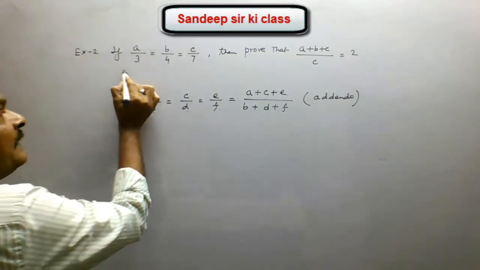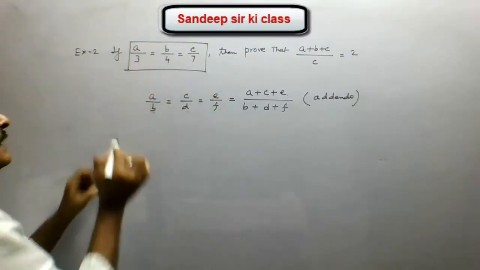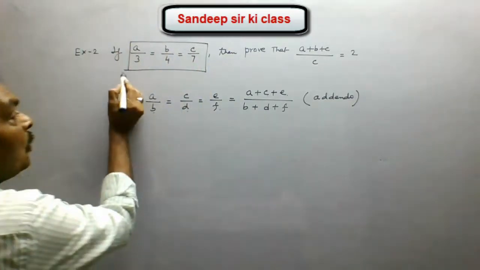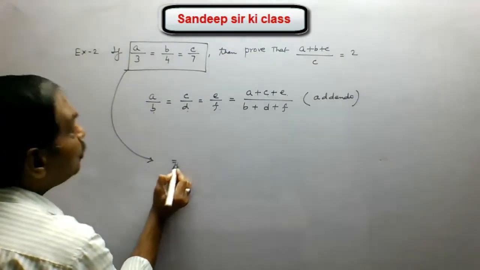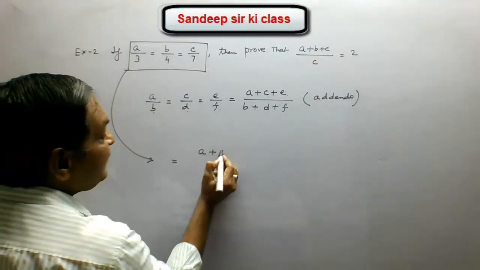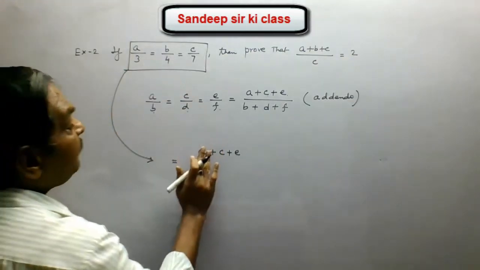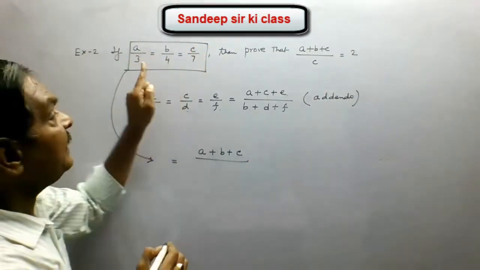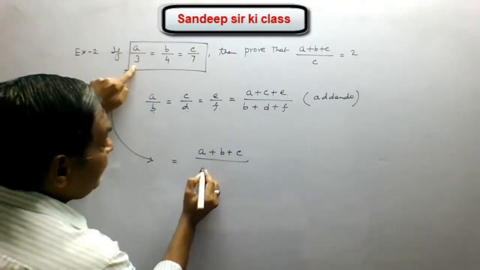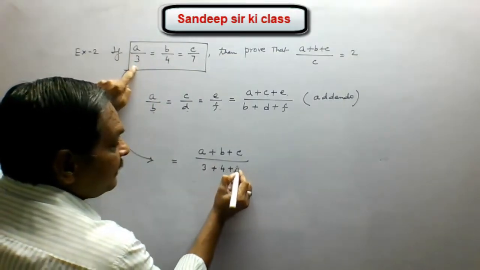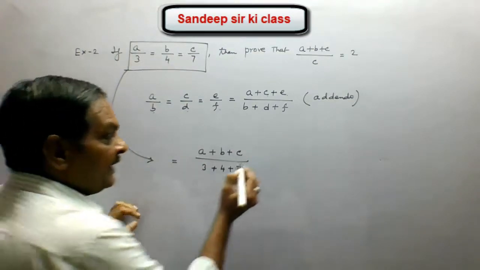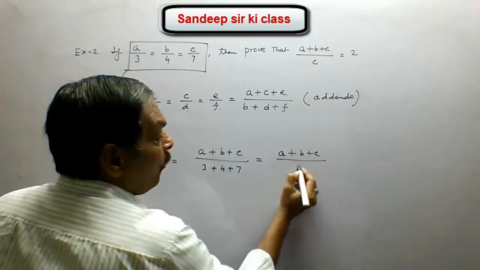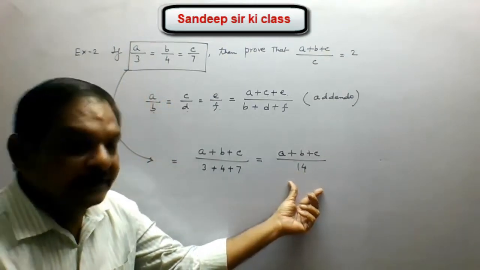Now here we have been given A upon 3 is equal to B upon 4 equal to C upon 7. So each will be equal to what? A plus B plus C, tops are added, numerators are added, denominators will also be added, 3 plus 4 plus 7. Each will be equal to this. Means this is equal to A plus B plus C upon 14. Each will be equal to this.